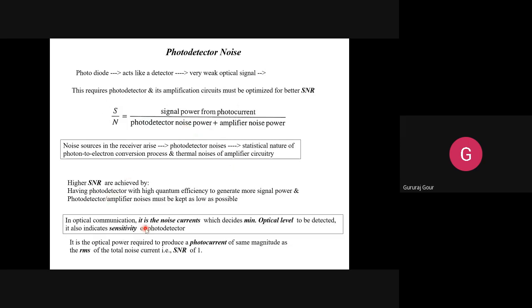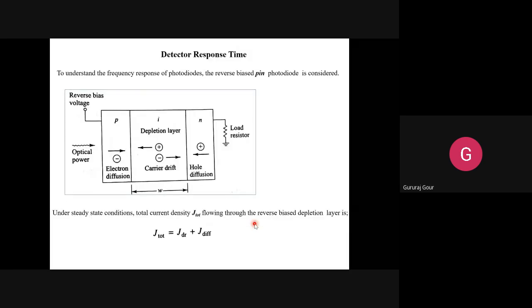So the requirement here is that in optical communication, we need to have the photodetector with high quantum efficiency with a low noise. You have to keep this noise as low as possible. Again, it depends on the sensitivity of the photodetector. It is the optical power that is required to produce photocurrent of the same magnitude as the RMS of the total noise, that is SNR of 1. Means what? Let us look at this one.